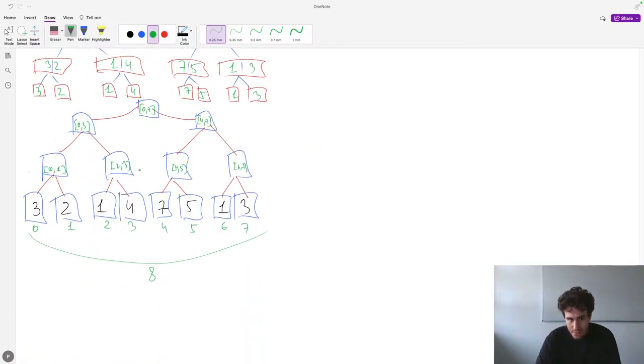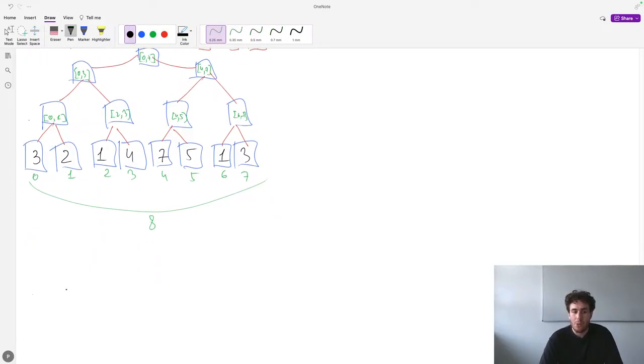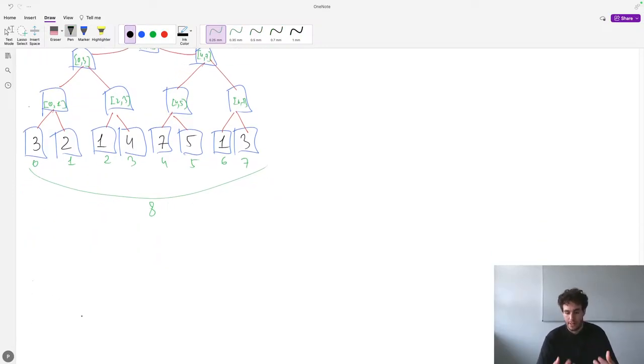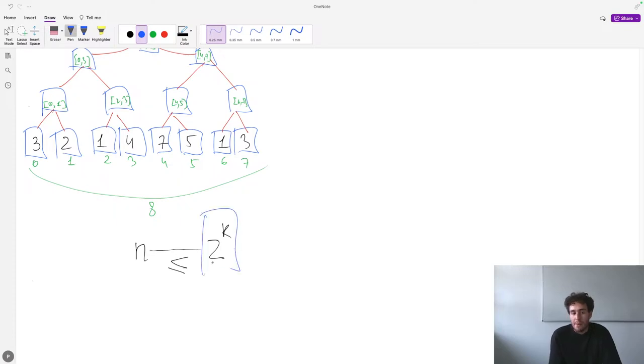If it doesn't, that's not a big deal. Let's say that we just extend our array to have the number of elements a power of 2. Let's say that the length of our array is n, and let's say that the closest power of 2 to n is 2 to the k. 2 to the k is at least n. Let's just add dummy elements at the end of our array, like zeros, so that the length of our array is actually 2 to the k.